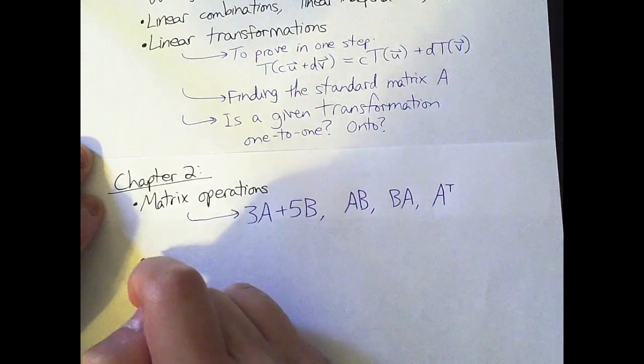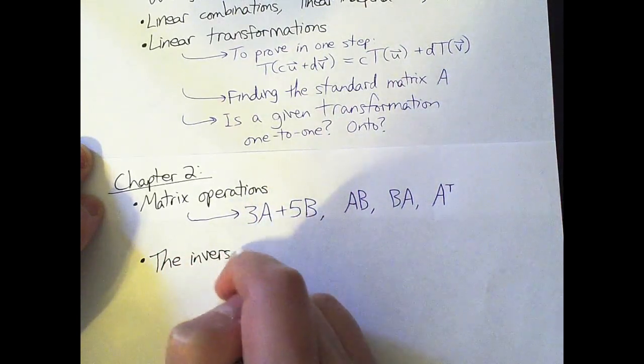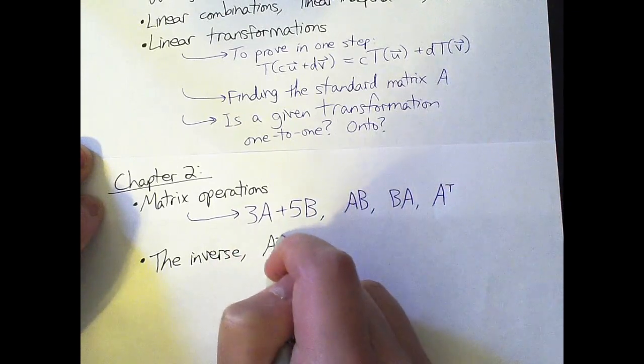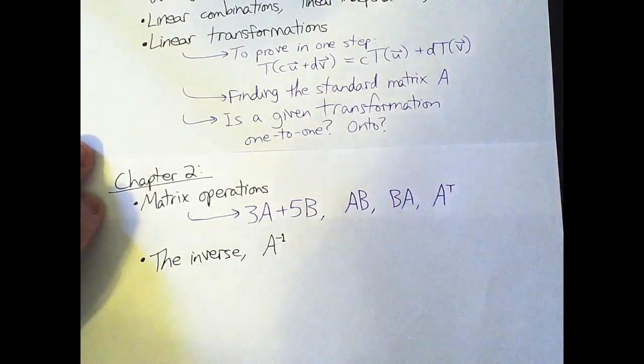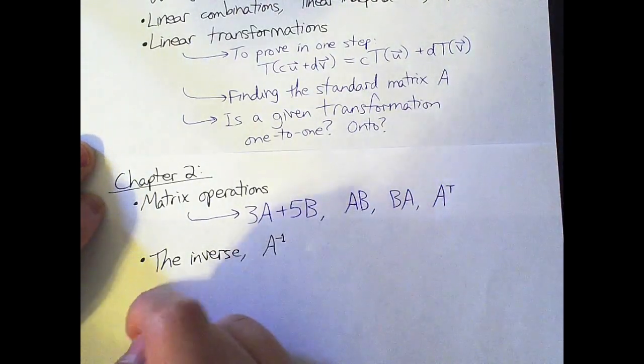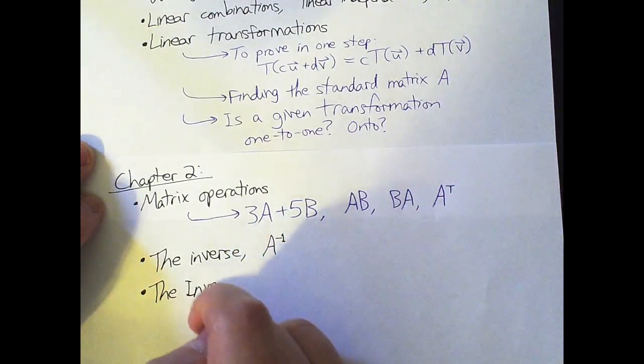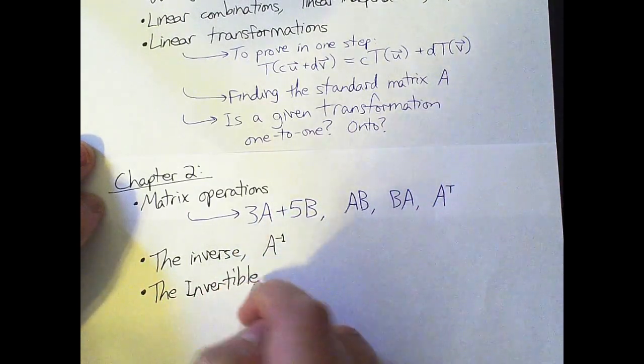And then we had a lesson about the inverse, A inverse. Originally we talked about that for the 2x2 case. And then we talked about the 3x3 case and so on. And this led us to the invertible matrix theorem.